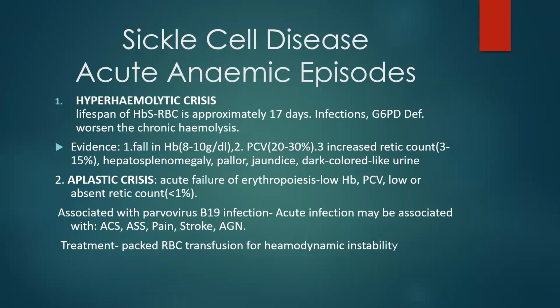Aplastic crisis may come along with other crises of sickle cell disease, that is the acute chest syndrome, acute sequestration of the spleen, pain crisis, stroke, or other crises. One of the major treatments for this aplastic crisis is transfusion, especially when the patient is hemodynamically unstable. The transfusion is ideal in this particular crisis.